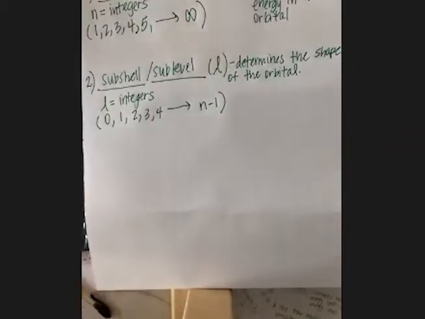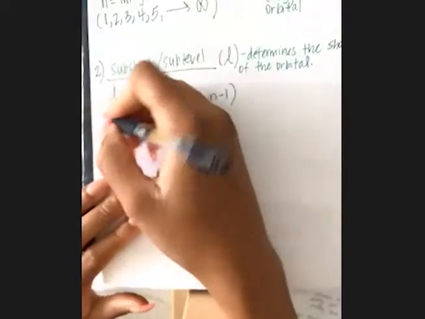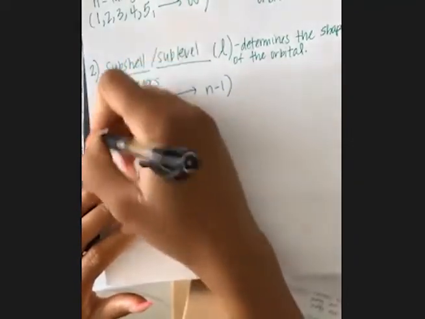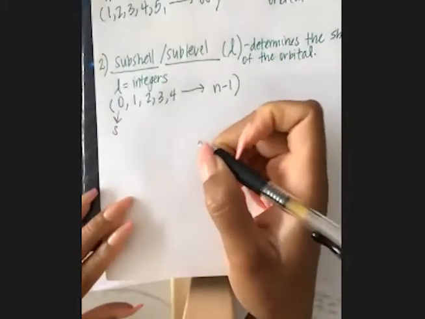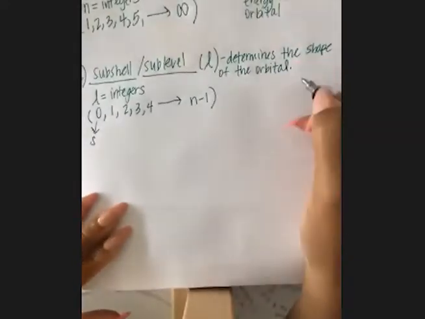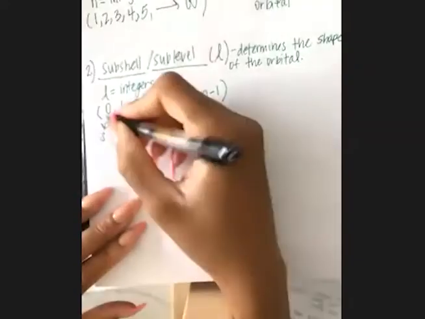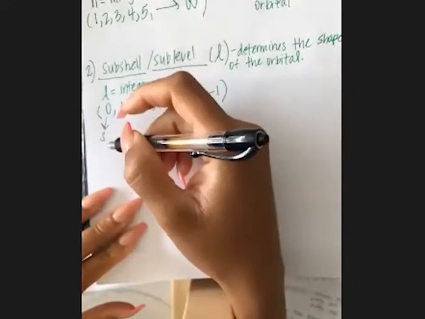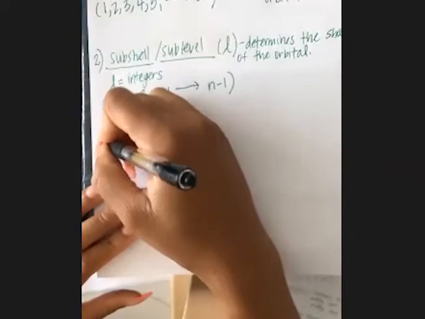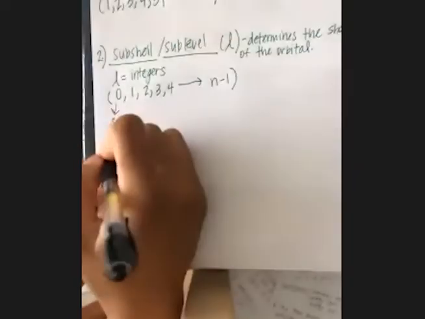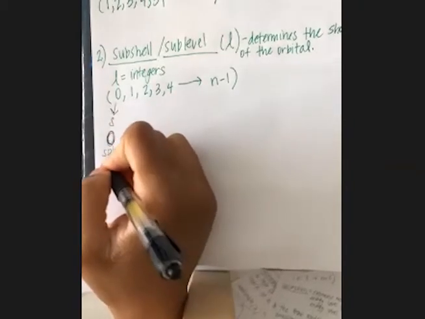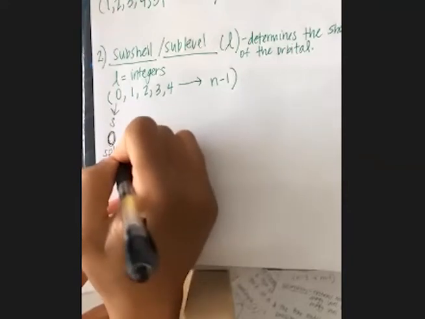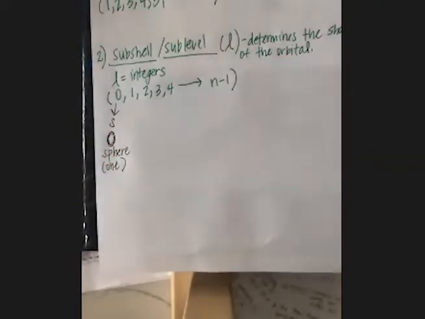a lot of books use letters instead of the numbers for L. So for instance, if I'm saying L equals 0, we're going to use a letter to designate it. That letter is S. And we're saying that the sublevels, remember the L describes the shape of the orbital. An S shape, or L equals 0, means that it's in the shape of a sphere. So I'm writing this is a sphere. And there's always only one S-shaped level per energy level.